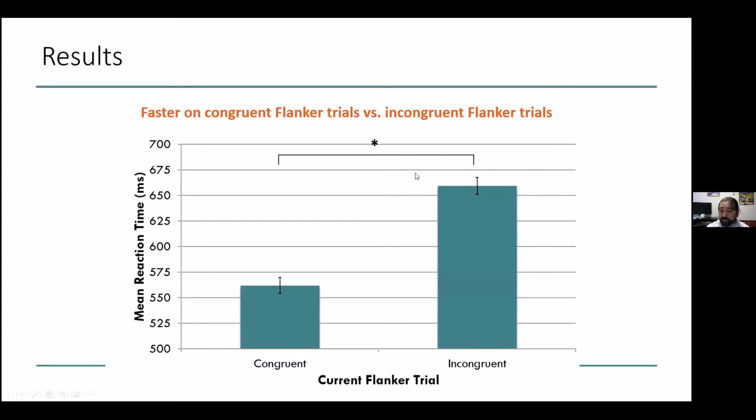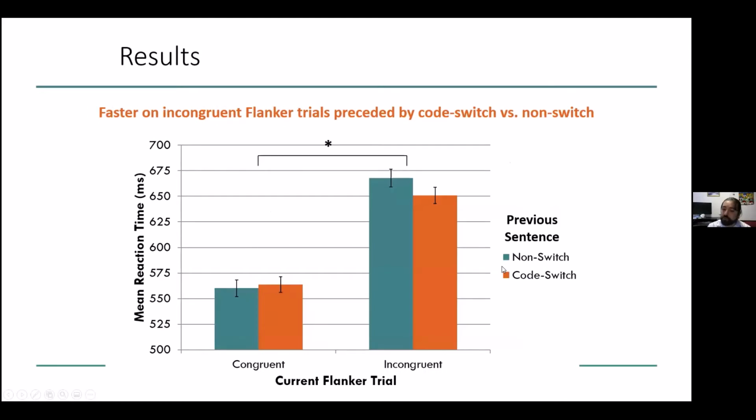So in other words, people are slower to respond to incongruent trials than congruent trials. But critically, we want to look at how this effect is modulated by the preceding language of the sentence. And so we're looking for an interaction effect, and that's precisely what we found. Whether the sentence was code-switched or not had no effect on performance on the congruent flanker trials, but it did on the incongruent trials, and in the direction that we predicted. So after having read a code-switch sentence, these participants were faster on the incongruent flanker trial. This is demonstrating then this conflict adaptation effect.